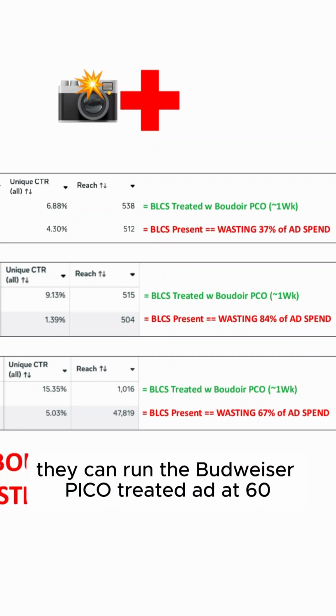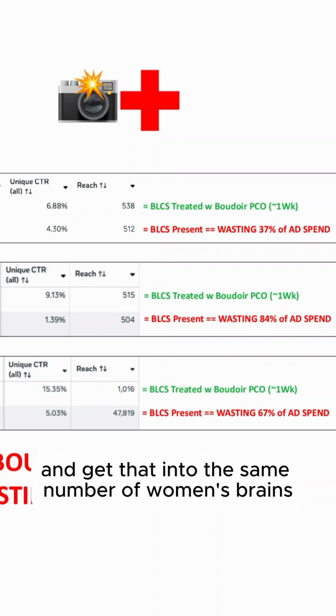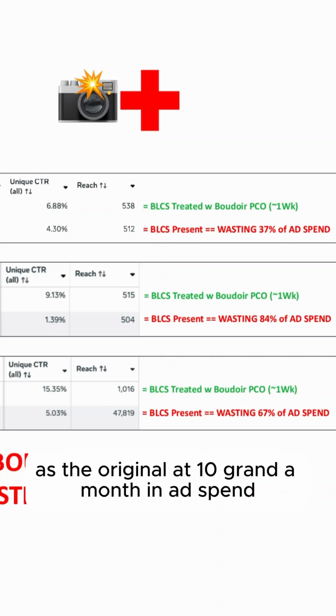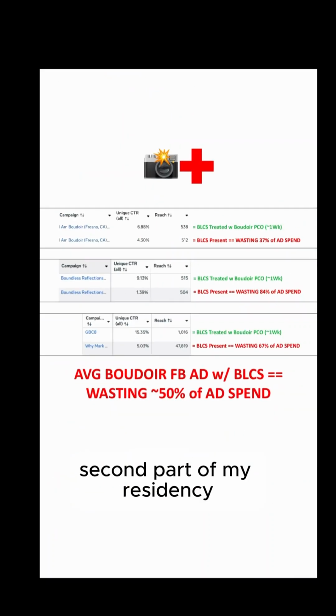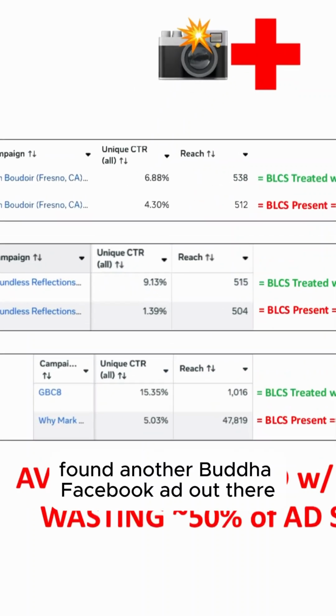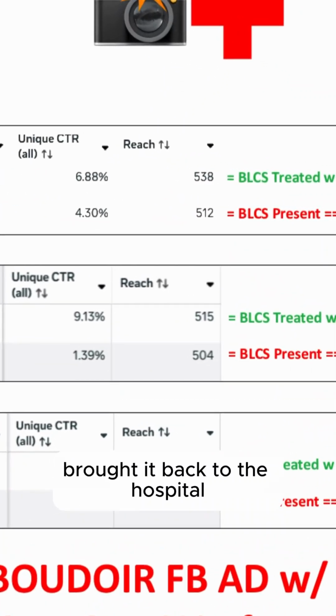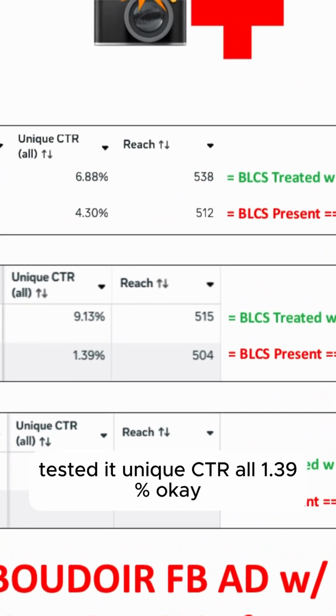And instead they can run the Boudoir Pico treated ad at 6,300 bucks a month in ad spend and get their ad into the same number of women's brains as the original at 10 grand a month in ad spend. So that's why we're doing this. Second part of my residency, found another Boudoir Facebook ad out there, brought it back to the hospital, tested it, unique CTR all 1.39%. Okay, that's under 6%.